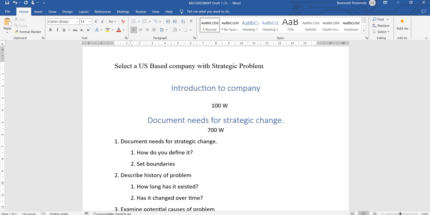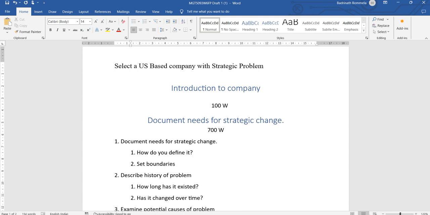MGT5093W6FP. The document is related to evaluating a strategic problem of an organization. This document will be in three parts. We will work for the next 3 weeks on the same document and finish it, which consists of several analysis parts which speak about how the strategic change can be implemented for the organization.